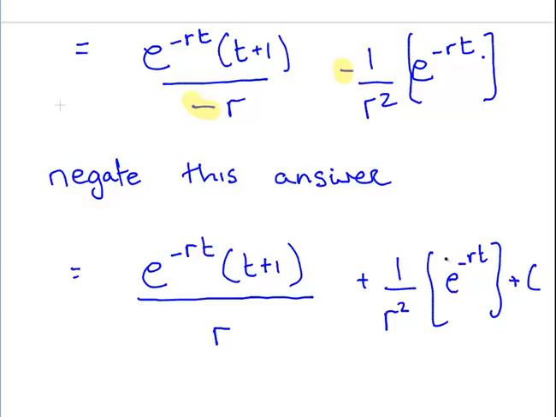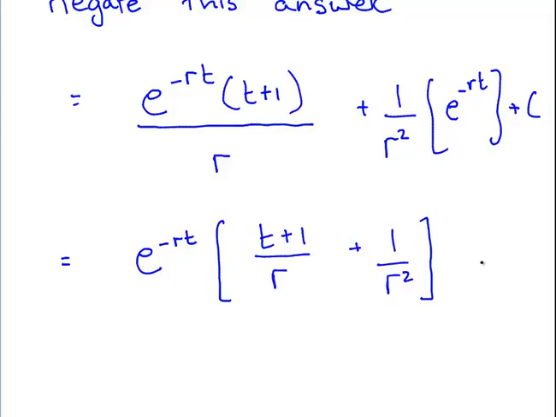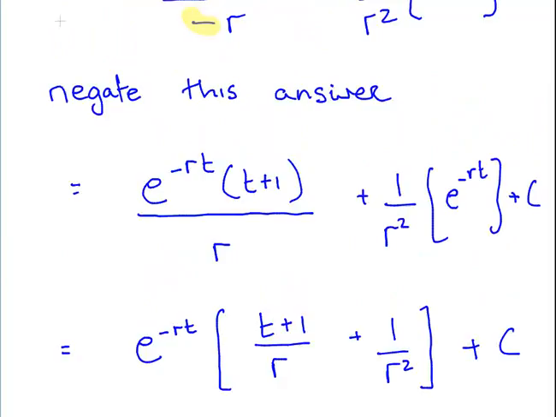Okay, so I can tidy this up a little bit. What I could write here is e to the minus rt times t plus 1 over r plus 1 over r squared plus c. Okay. So far, so good. You can even tidy that up a little bit further, but we don't really need to. Okay. Now, so that is our integral taken care of. That's the answer we have.